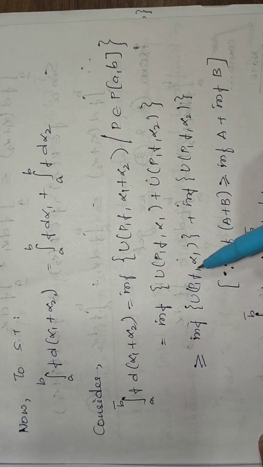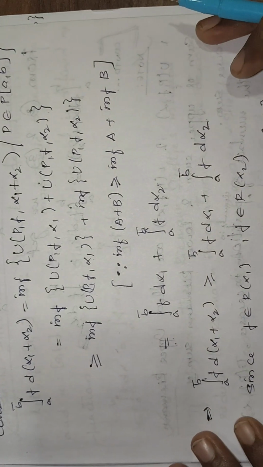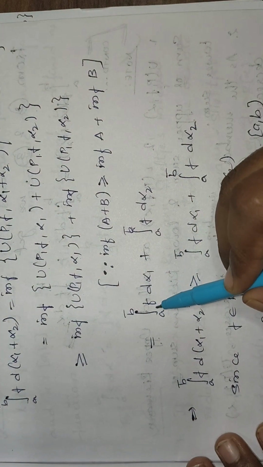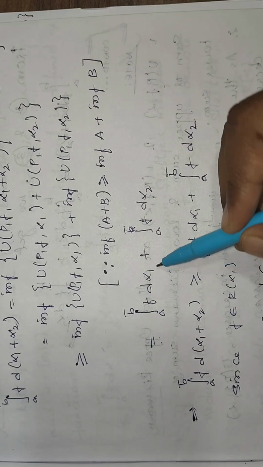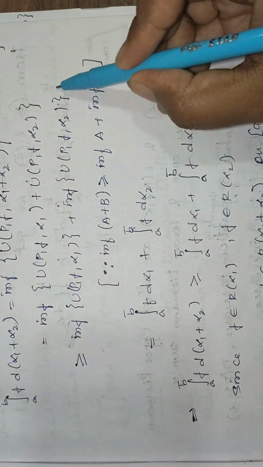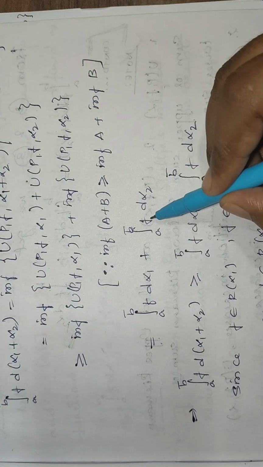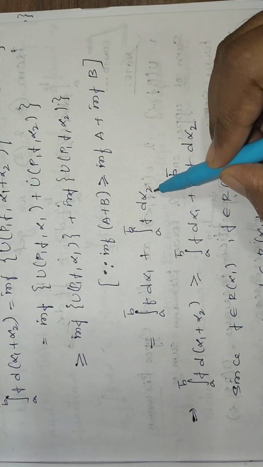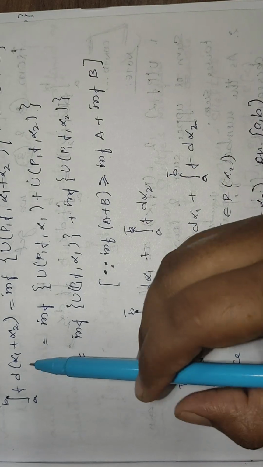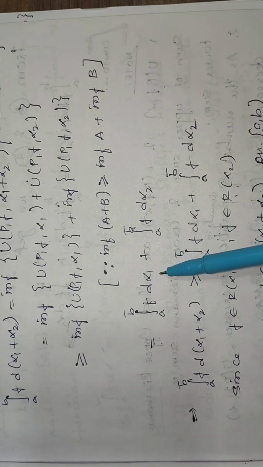Okay, but what is infimum of U of P comma f comma alpha 1? That is actually the upper Riemann integral of f with respect to alpha 1. And what is this infimum of U of P comma f comma alpha 2? It is nothing but the upper Riemann integral of f with respect to alpha 2. So here we have this term is greater than or equal to these two terms.